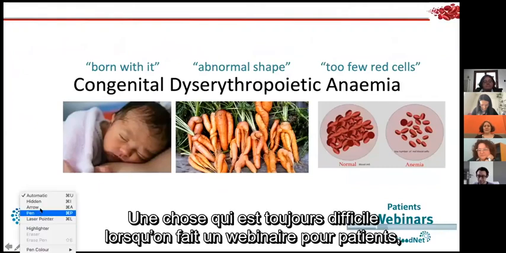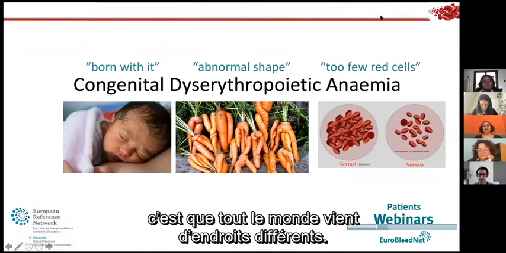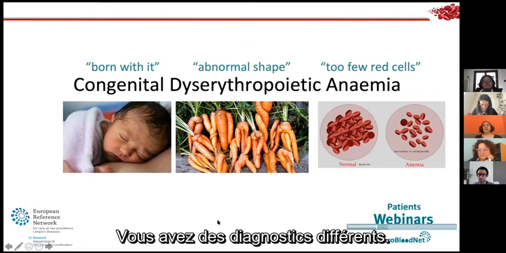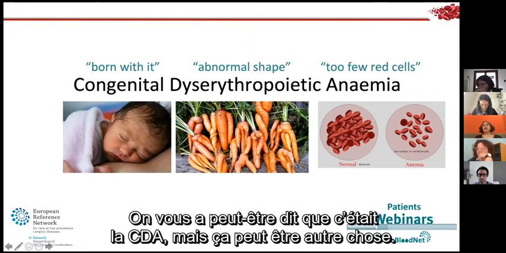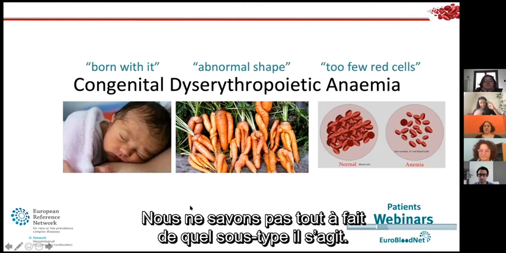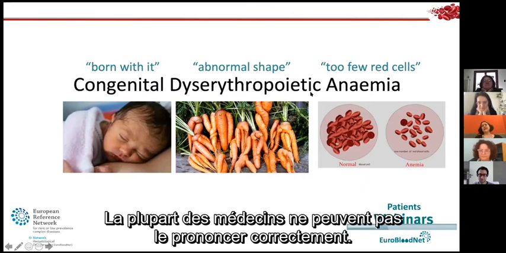So one thing that's always a little bit difficult in a patient webinar is that everybody's coming at it from a different place. You'll have different diagnoses. Some of you won't have a very clear diagnosis. You might have been told it might be CDA, it might be something else. We don't know quite what the subtype is. And really, it has a horrible name, congenital dyserythropoietic anemia. I mean, even most doctors can't pronounce it properly.